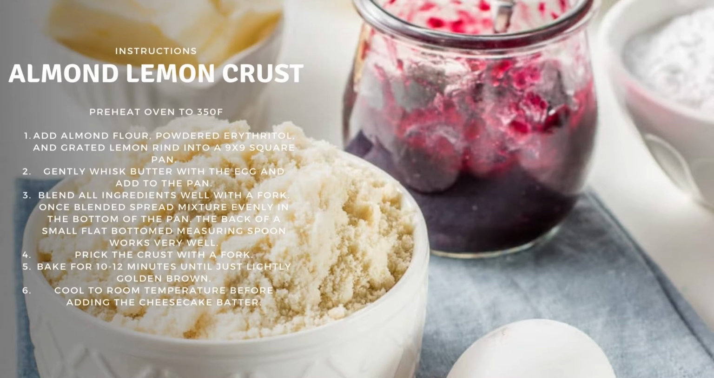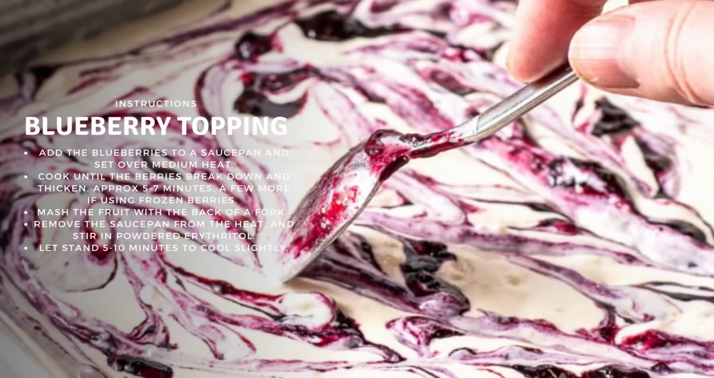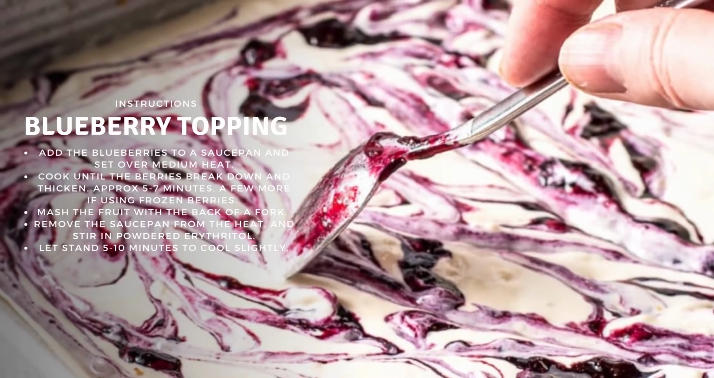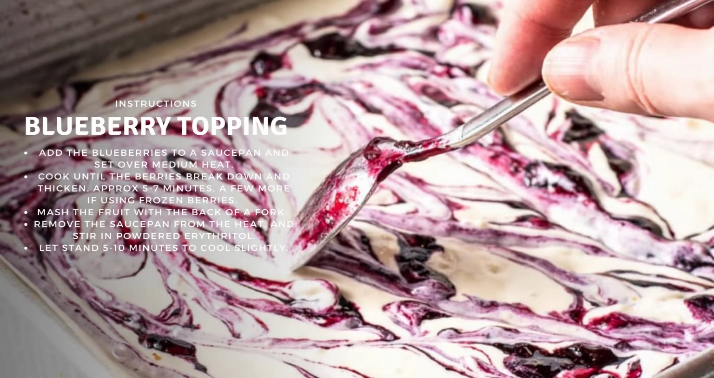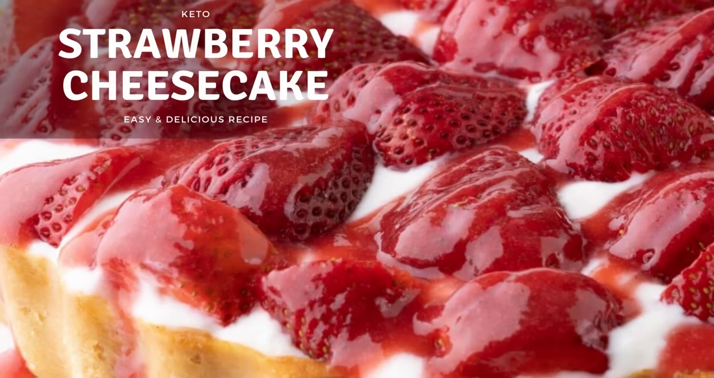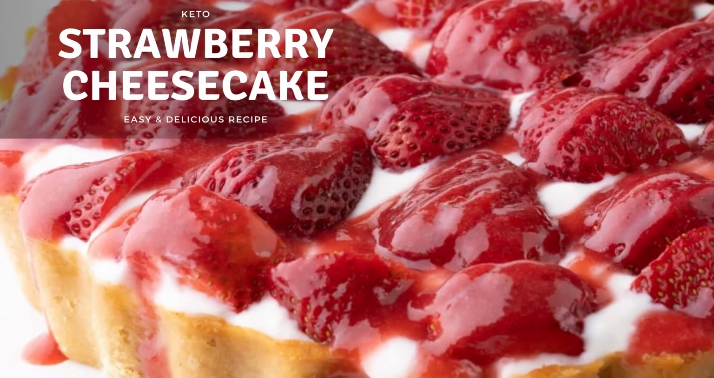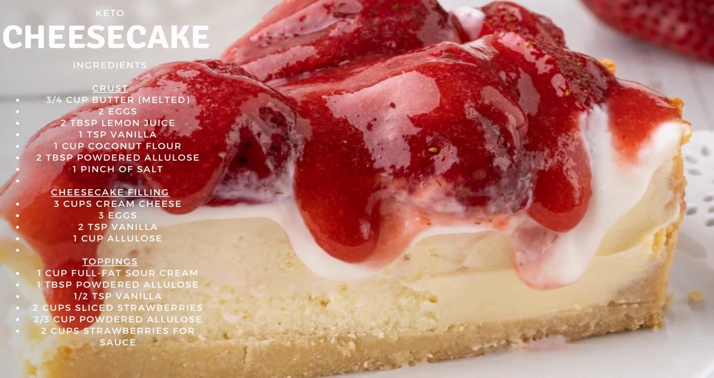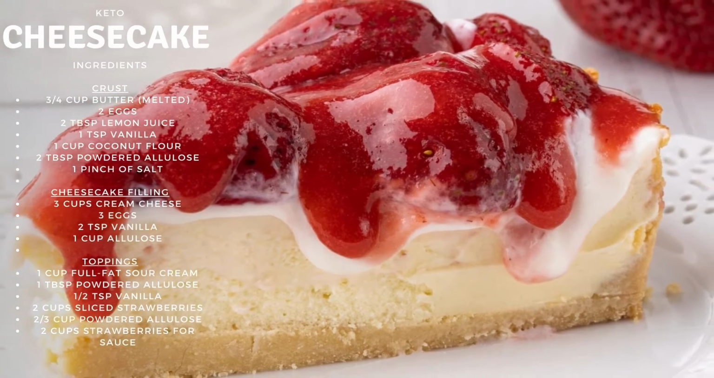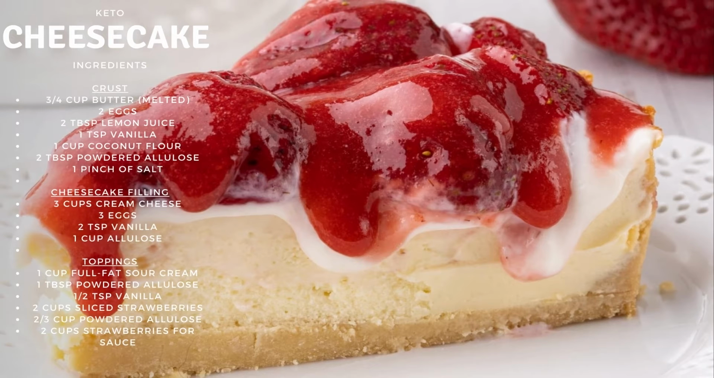Now for your blueberry topping, obviously blueberries. You want to have a little bit more of that sweetener because you want to cook them and break them down so that they're sweetened just a touch. Now we're going to move on to our strawberry cheesecake. Basically a simple cheesecake. Again, you want to use your powdered sweetener of choice. This recipe calls for allulose, and then cream cheese and everything else that you would expect to be in a cheesecake.